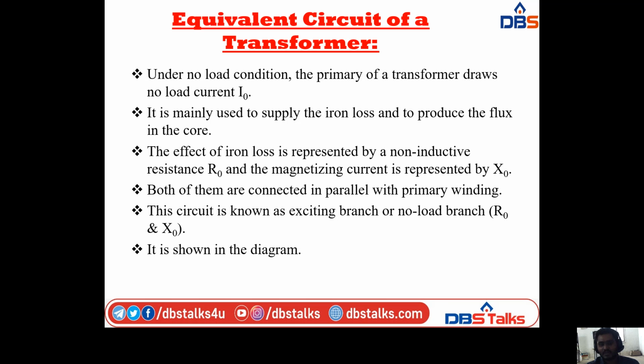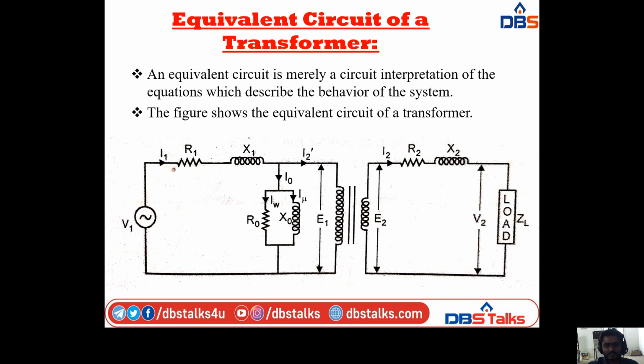The effect of iron loss is represented by a non-inductive resistance R0, and the magnetizing current is represented by X0. So in this diagram you have that one, X0. This will give the magnetizing component, that is IMU.